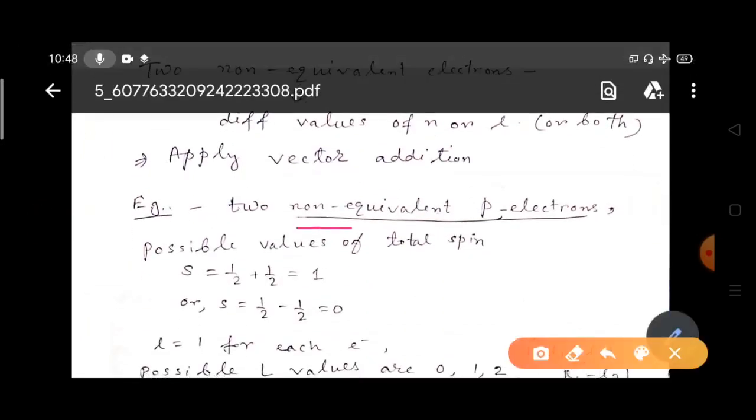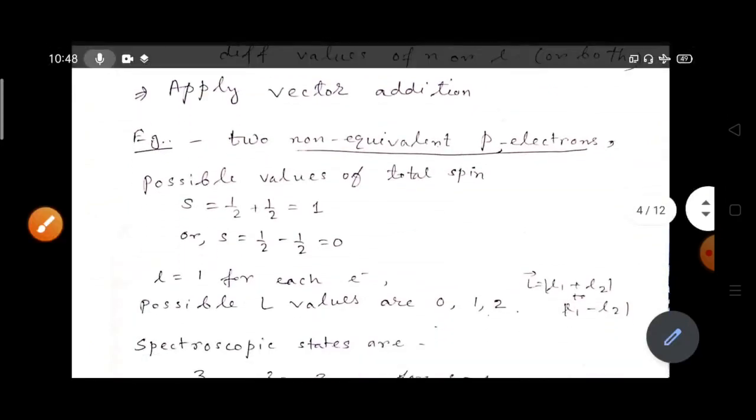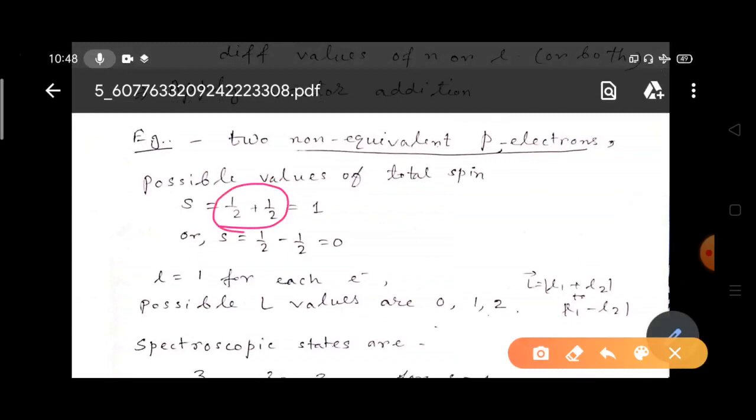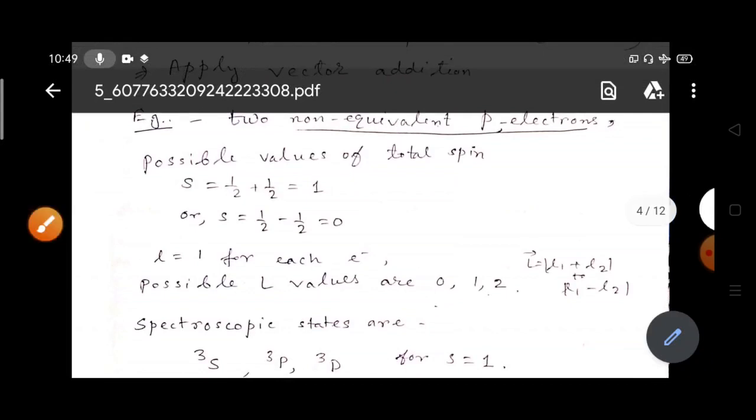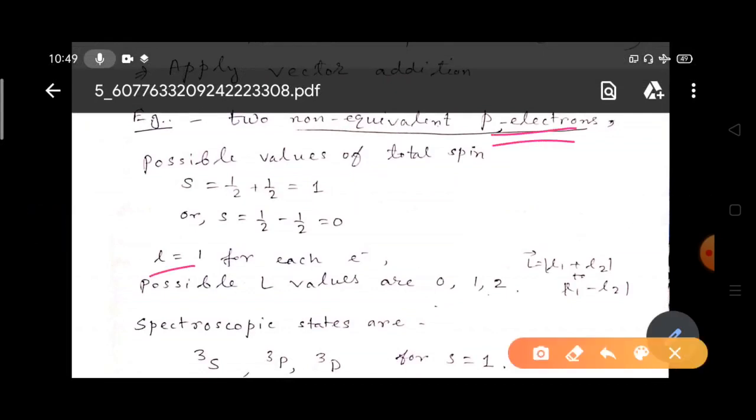Suppose you are given two non-equivalent p electrons. So the possible values of the total spin S can be half plus half, that is both are parallel, or S can be half minus half, that is one is parallel and another is anti-parallel. Now for both p electrons, the possible L values are 0, 1, 2, because you have to add L1 plus L2 to L1 minus L2. L1 plus L2 is 2, L1 minus L2 is 0, so 0, 1, 2 we get.